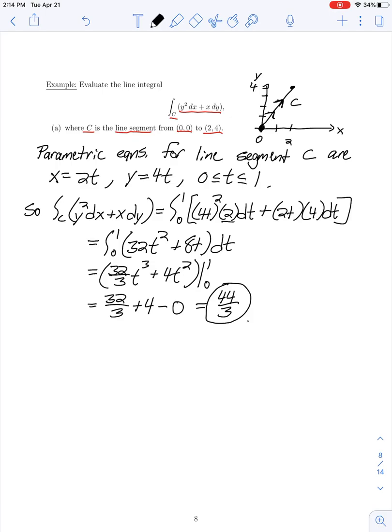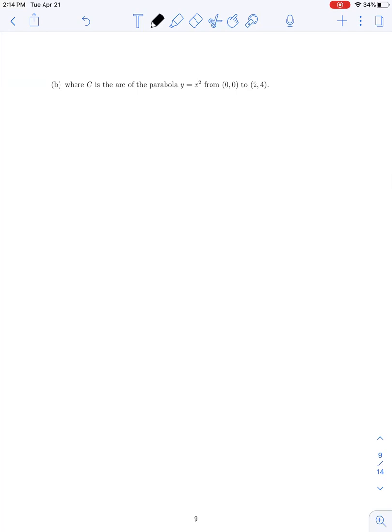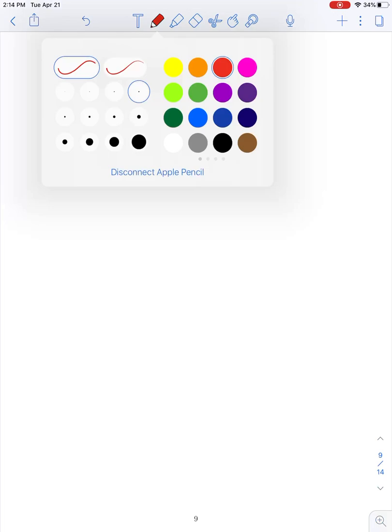So let's look at the next part of this example. In part B, we are asked to integrate that same line integral. So here for reference it was the integral of y squared with respect to x plus x with respect to y over the curve C. And in part B, we're changing our curve slightly. Here, C is the arc of the parabola, y equals x squared, from 0, 0 to 2, 4.